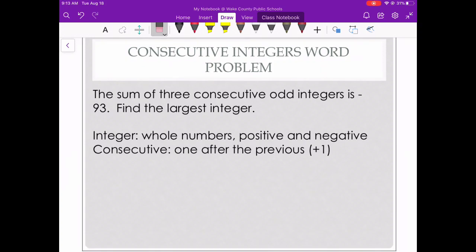Okay, we're going to finish up here with a consecutive integers word problem. So we've talked about a couple of previous word problems. Now we're going to do a consecutive integer word problem. A couple of things that are super important are the vocabulary here.